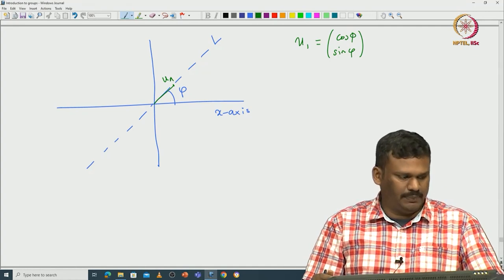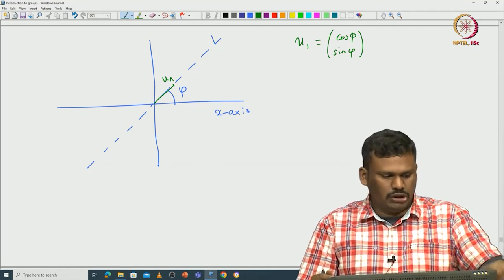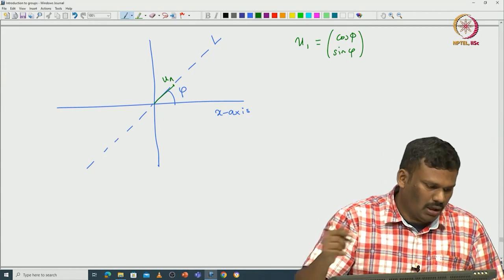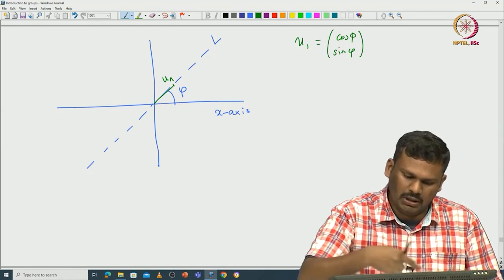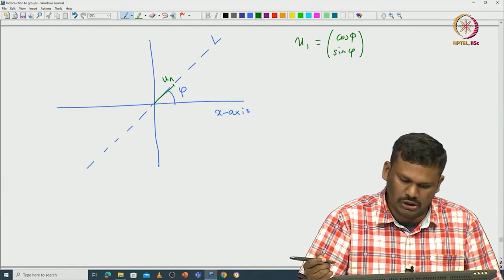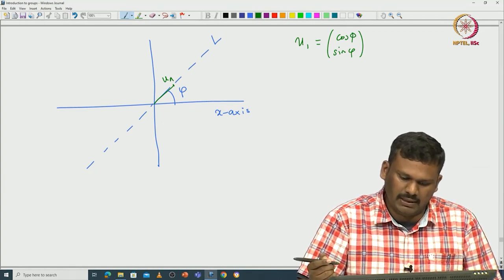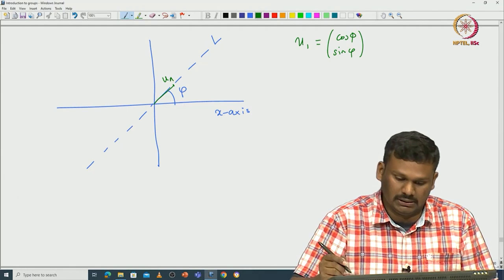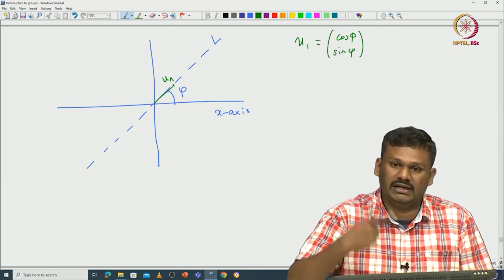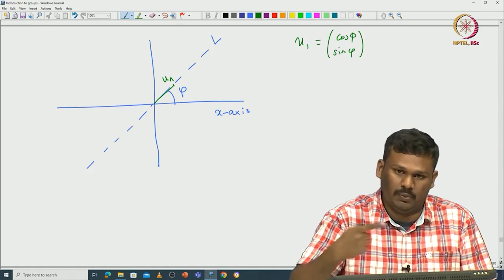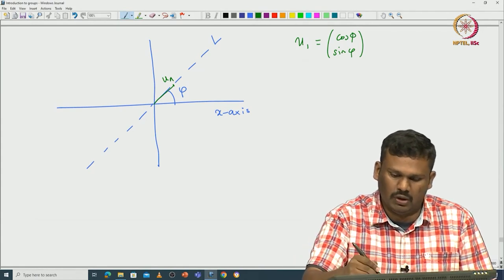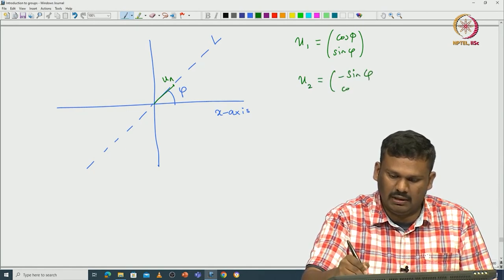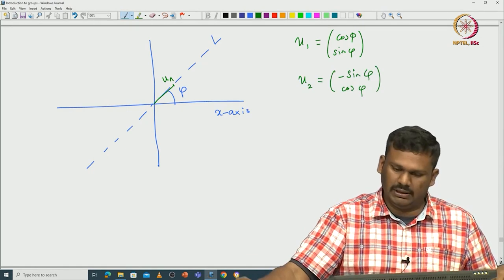Now what you do? You take this perpendicular line and then choose a vector in the opposite direction. Like I said, you look at this unit circle that passes through this U1. If you take the line that is perpendicular to this U1, then it will intersect that circle exactly at 2 points. But we need to choose the point that gives the determinant minus 1. That we know already. So, you choose this U2, which is minus sine phi and cos phi. That is the point that we choose.